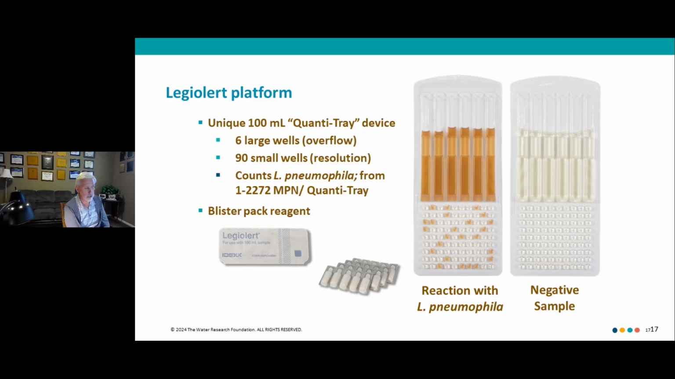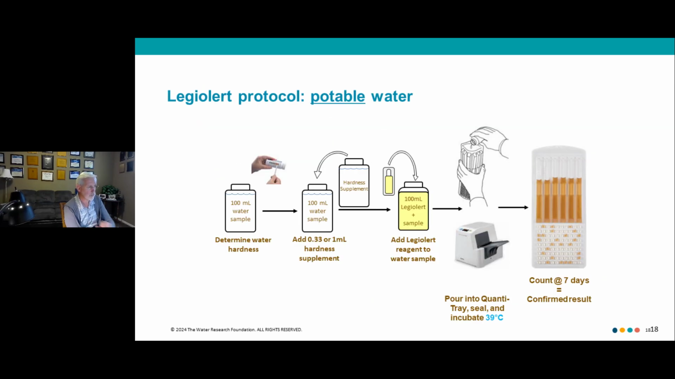So we talked about Legiolert. In case you're not familiar with it, it is a liquid media that grows Legionella pneumophila, and it uses a Quanti-Tray, which generates an MPN, a 96-well MPN. That MPN is equivalent to a plate count for all intents and purposes. And the utility would count the colored wells within that tray.